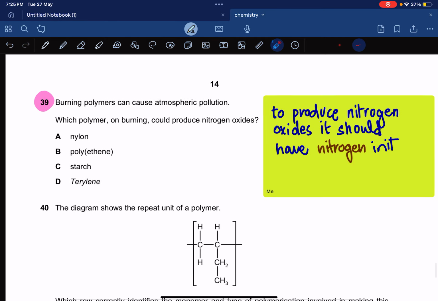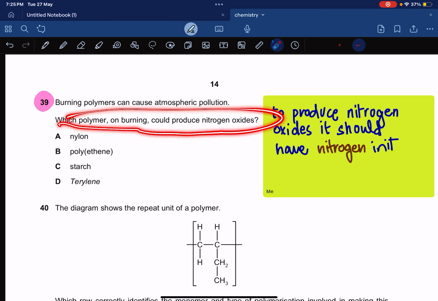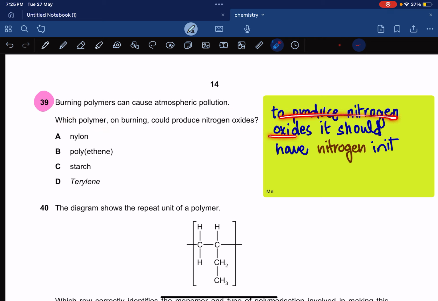Let's move on to the next question, which says burning polymers can cause atmospheric pollution. Which polymer on burning could produce nitrogen oxides? To produce nitrogen oxides, it should have nitrogen in it. So what has nitrogen? Polyethylene, no nitrogen, it just has carbon and hydrogen. Starch has C, H and O, no nitrogen. Terylene, it does not have nitrogen.